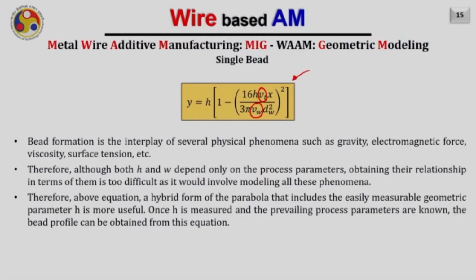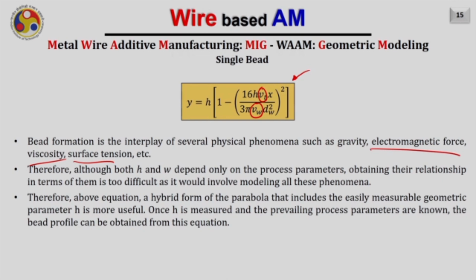However, this is a very simplified version of finding out the shape of the bead. The formation of the bead is usually an interplay of several physical phenomena such as gravity, electromagnetic force, viscosity, surface tension, etc. That part we have not considered here. Therefore, although both H and W depend only on the process parameters, obtaining their relationship in terms of them is too difficult, as it would involve modeling of all these phenomena that I mentioned here.